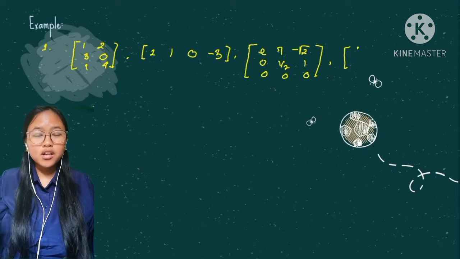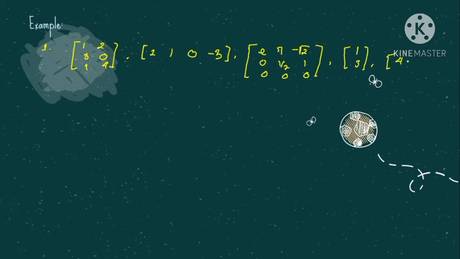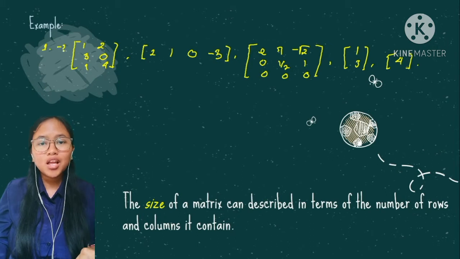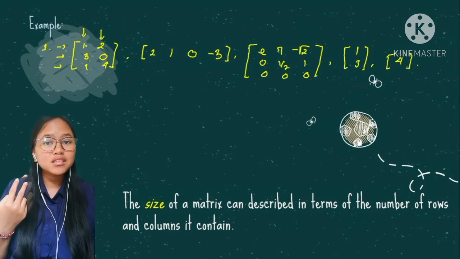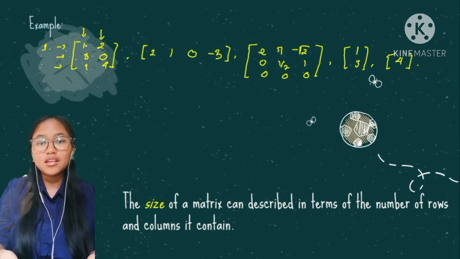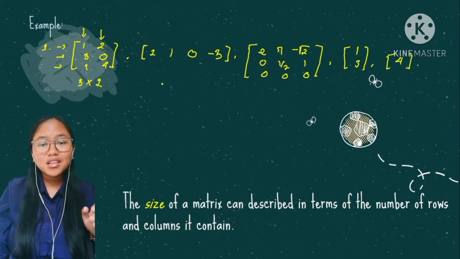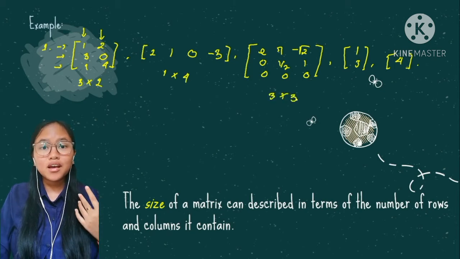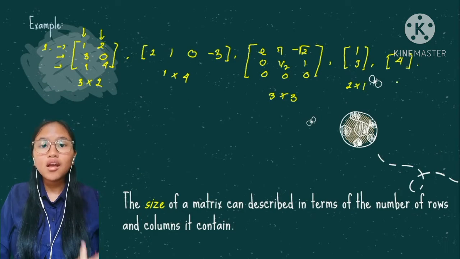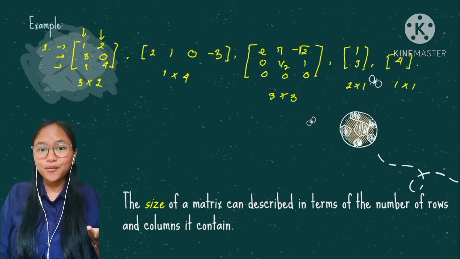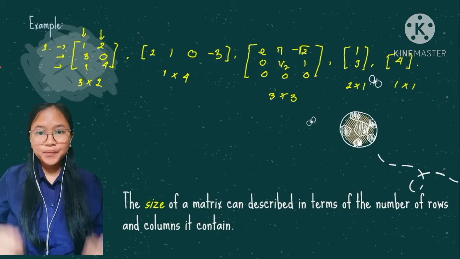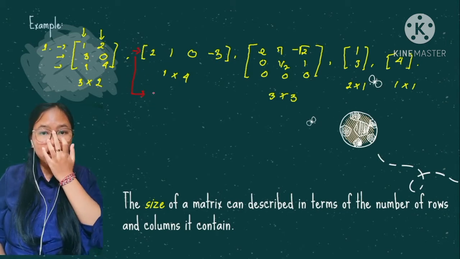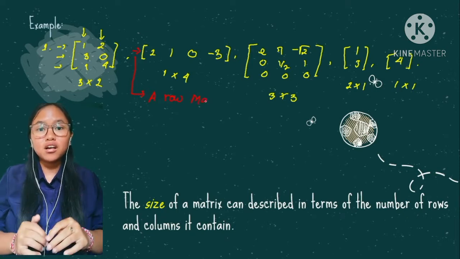So now we talk about the size of a matrix. For example, in the first example, the matrix has 3 rows and 2 columns. So the size of this matrix is 3 by 2. In the size description, the remaining matrices in the example have size 1 by 4, 3 by 3, 2 by 1, and 1 by 1 respectively. A matrix with only 1 row is called a row matrix, and a matrix with only 1 column is called a column matrix.